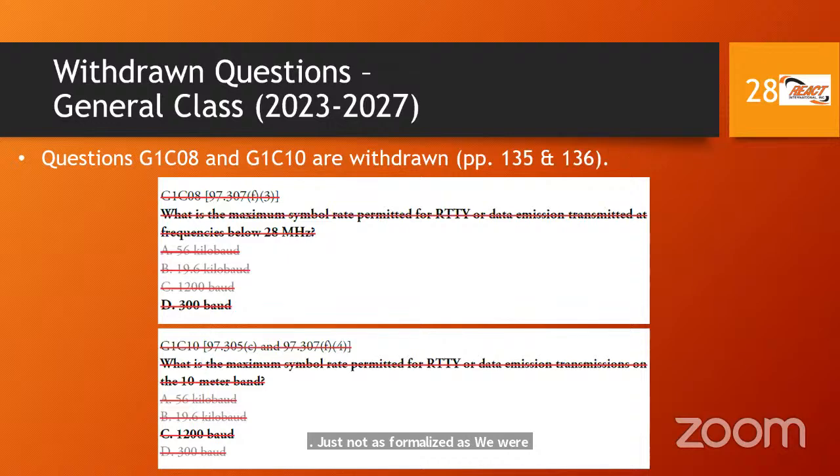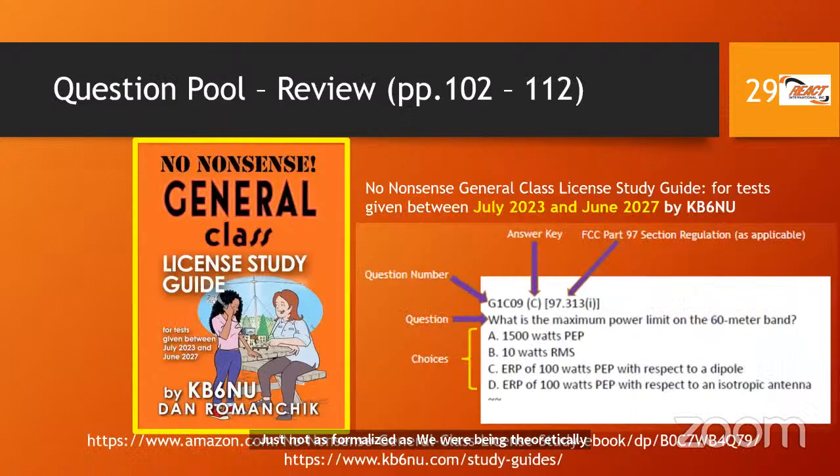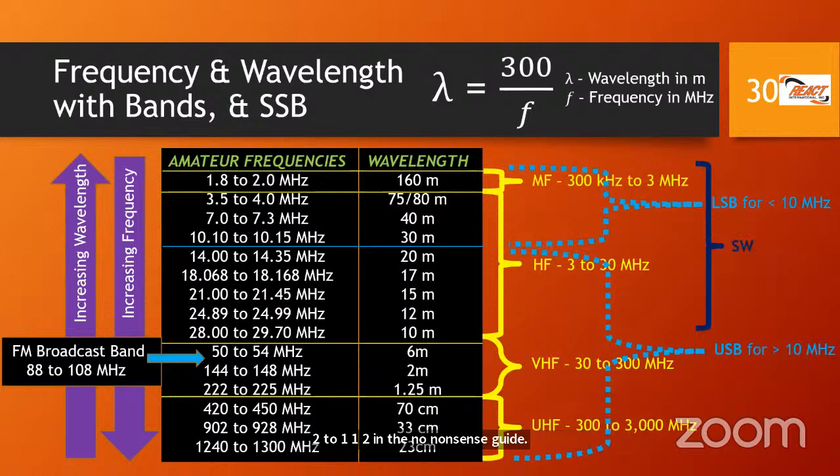Okay. All right, so we have been dealing with pages 102 to 112 in the No Nonsense Guide. This is our trusty diagram that helps us understand the difference between HF, VHF, UHF, as well as where we use lower sideband, upper sideband, where the various bands are located, the various amateur radio frequencies.